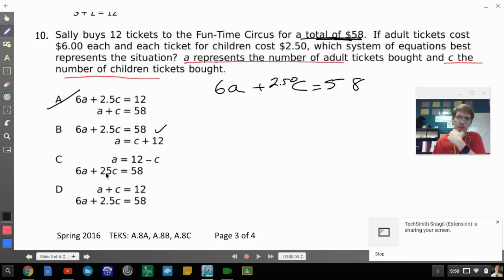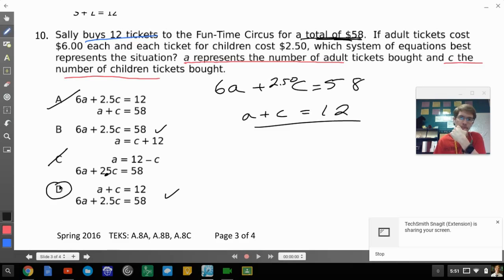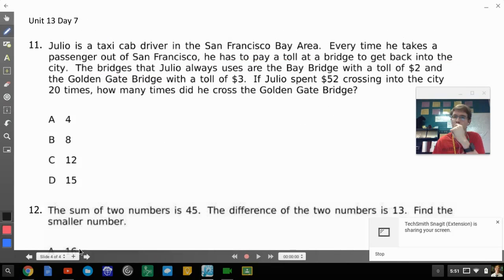6A, 250C, another decimal problem. That one's out. 6A plus 2.5C is 58. Okay, so hold on to these two. All right, now we've got this other question. She buys 12 tickets. That's a total of tickets. So that means A plus C is 12, which is D. Okay.